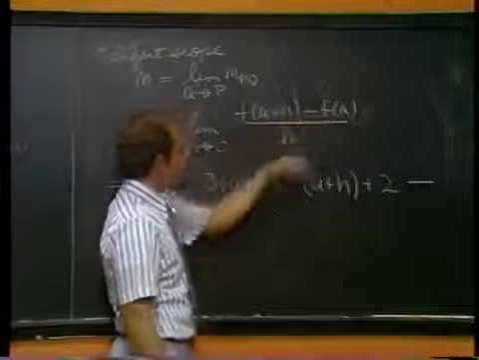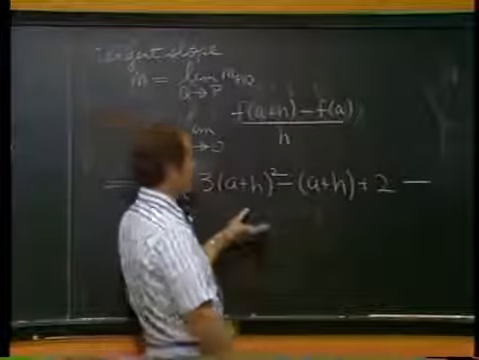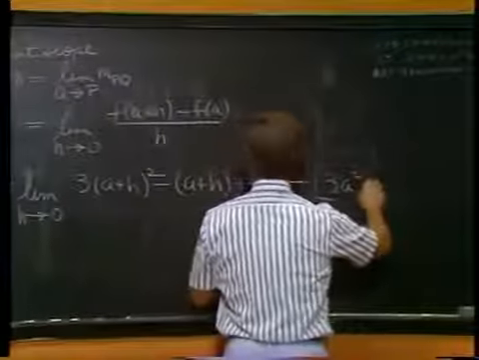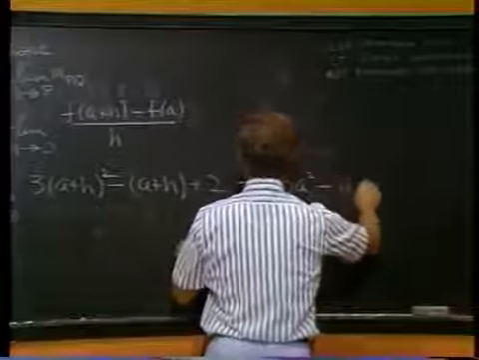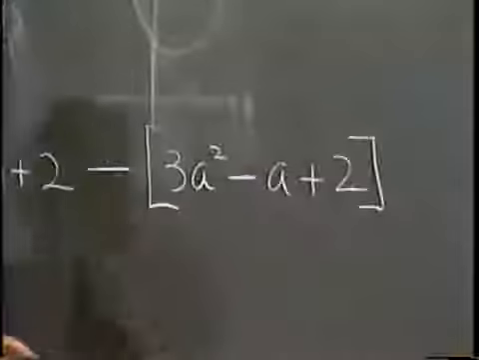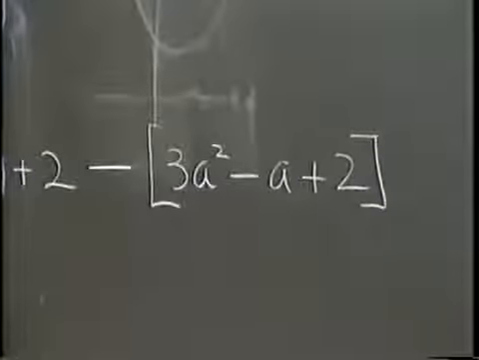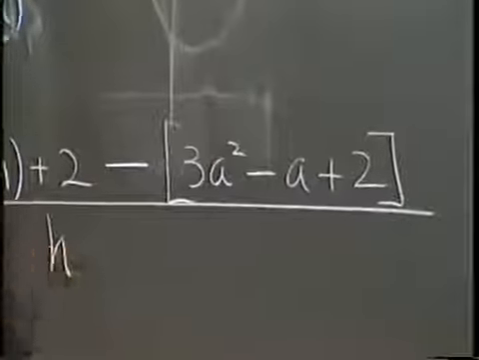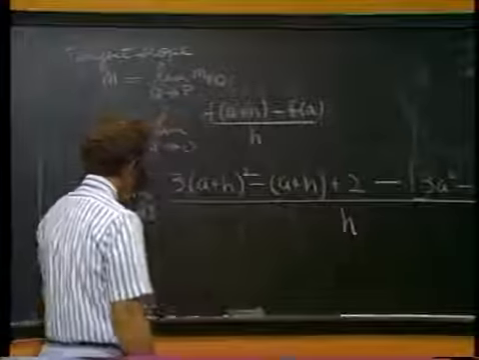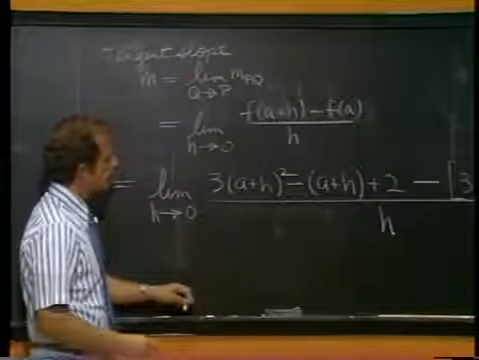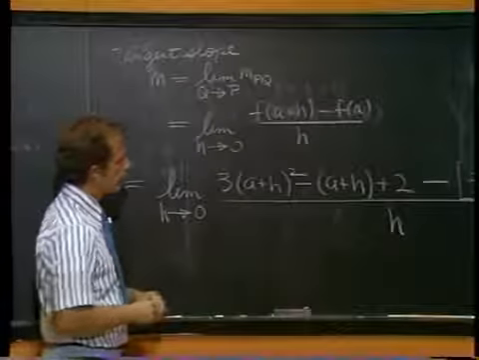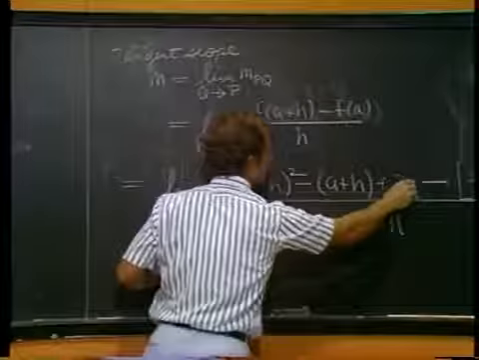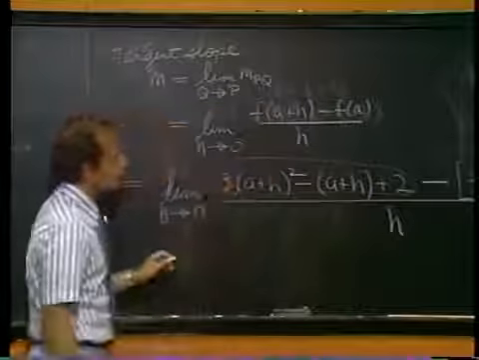Next, in the numerator, subtract f of a. That means just plug in a. That says take a, square it, multiply by 3, subtract a, add 2. So we've plugged in and gotten that second term in the numerator. The whole thing now is to be divided by h. Again, here is f of a plus h. Of course, the other term is just f of a.